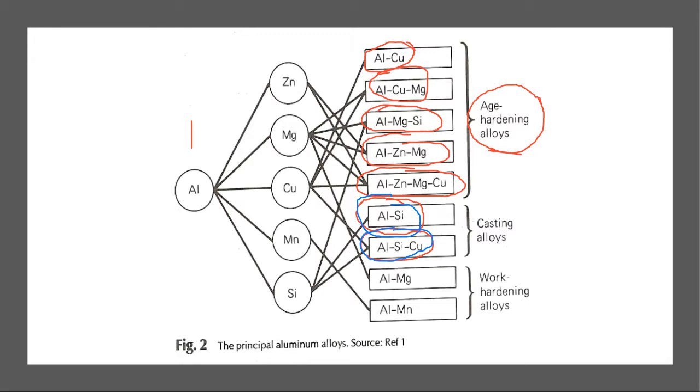And then your last column are your work hardening alloys. So this is aluminum, magnesium, and aluminum and manganese. These really make up your work hardened alloys. Those are your alloys that you will strain harden and cold work in order to improve the mechanical properties you're looking for. So these are the materials that you will not gain strength from a heat treatment.